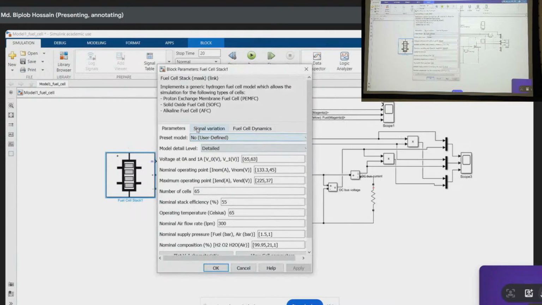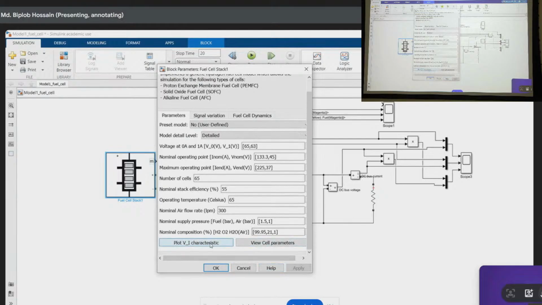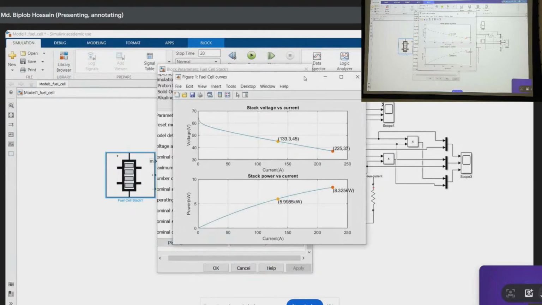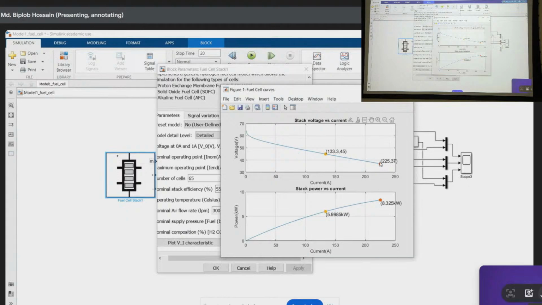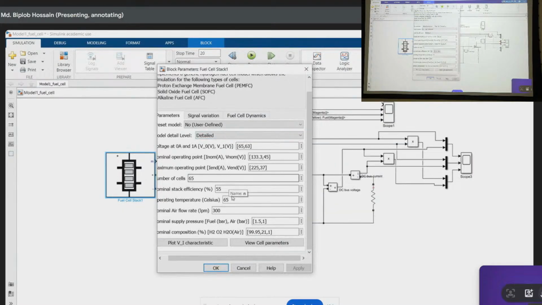After that, you can define the parameters in this section. You see voltage at open circuit and at 1 ampere, so you can define the voltage at 0 ampere and 1 ampere. If you click here, the VI characteristics curve, you see the VI characteristics curve, the upper one, and the lower one is the power characteristics curve. If you combine these two, this is the intersection point, called the nominal operating point. You can define what the value would be at 1 ampere, and in such a way you can define the remaining parameters.